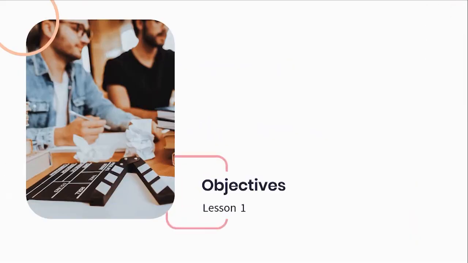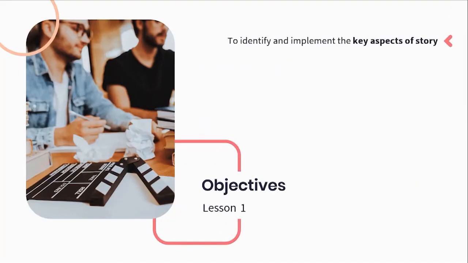And now, let's begin by framing our lesson objectives. Our first lesson objective is to identify and implement the key aspects of story, really figuring out what those foundational building blocks of story are. Our second key objective is to describe the importance of the hero's journey, a story structure which you'll come to see is absolutely profuse and finds itself in every art form, but especially within film.